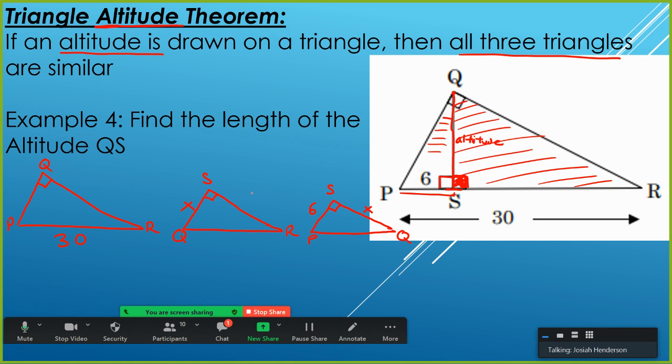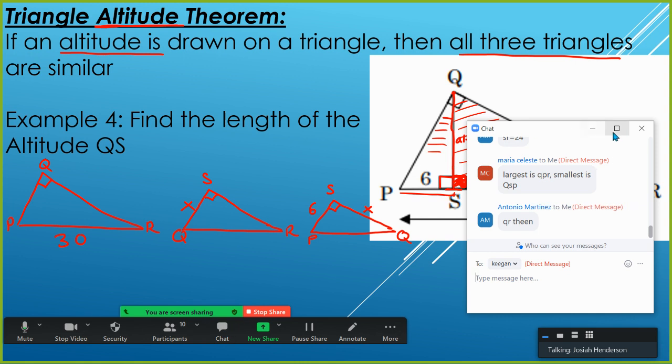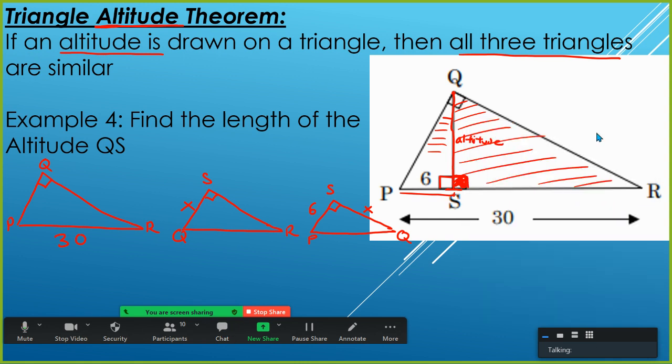And there's one more. Did I miss it? Does someone see the one measurement I missed that's kind of hidden from us? We can find SR without them telling us because they told us 6 and they told us the whole length is 30. So that means SR is 30 minus 6. SR is 24. So wherever that pops up on our diagrams on the right, we'll need that as well. Okay, and you know what? I think we're ready to go.